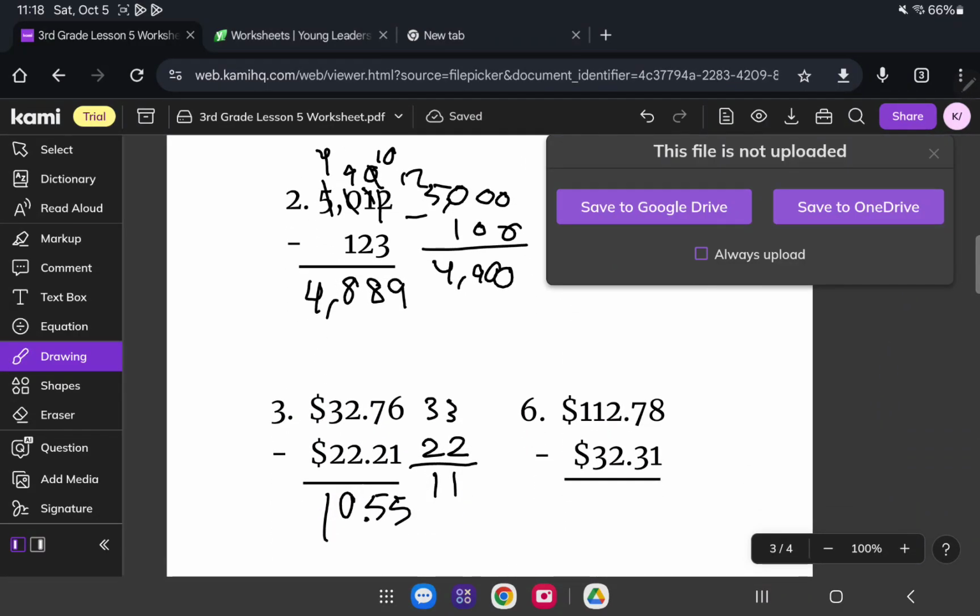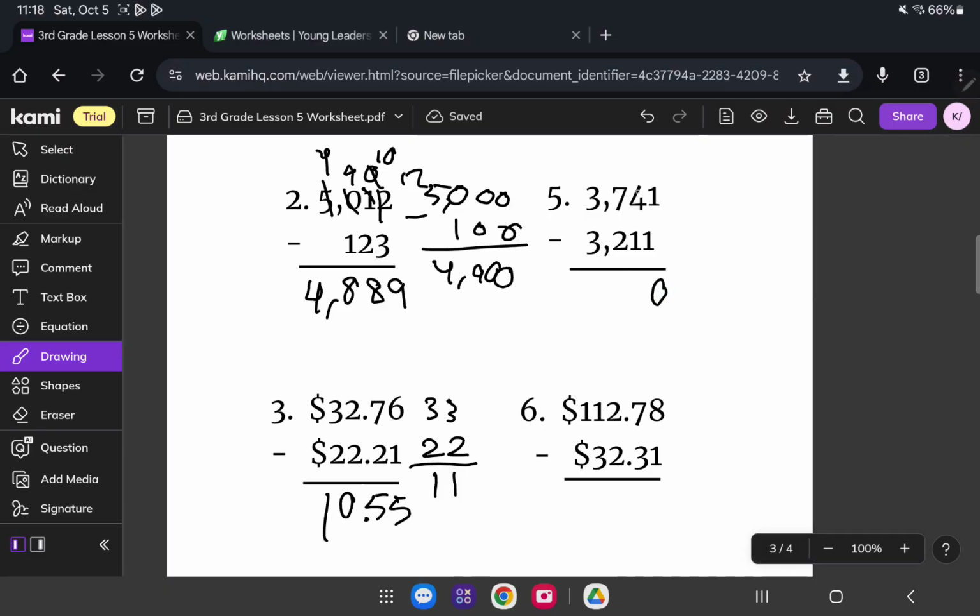1 minus 1 is 0. 4 minus 1 is 3. 7 minus 2 is 5. And then we round this one up, so 4,000. We round this one down, so 3,000. And that gives us 1,000.